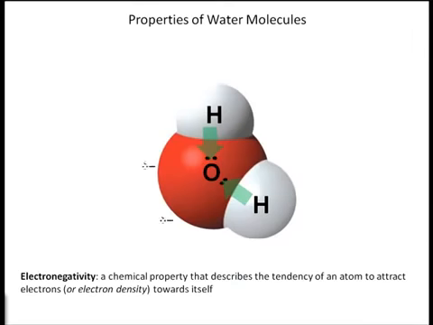This causes a partial negative charge to build up around one side of the oxygen, and where the hydrogens are, there's a buildup of a partial positive charge. This results in what we call a polar molecule, which means that, like a magnet, the two ends of the water molecule have opposite charges. The way that water molecules interact together is a result of this polarity.